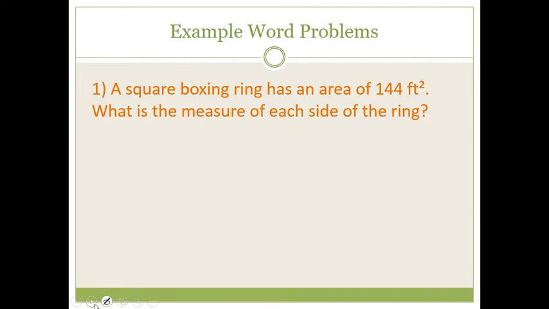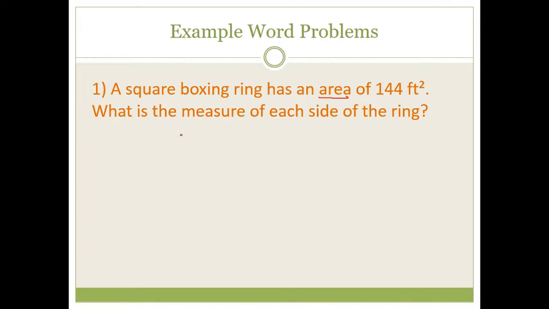So let's put that in context of a word problem. So here, how about a square boxing ring has an area of 144 feet squared, or we can also read that as square feet. Okay? So whenever you see something being raised to the second power there, that means we say squared, or this means square feet, or we know that we're talking about an area. So in this case, we have a two-dimensional boxing ring and it has an area of 144 square feet. We want to know what the measurement of each side of the ring is.